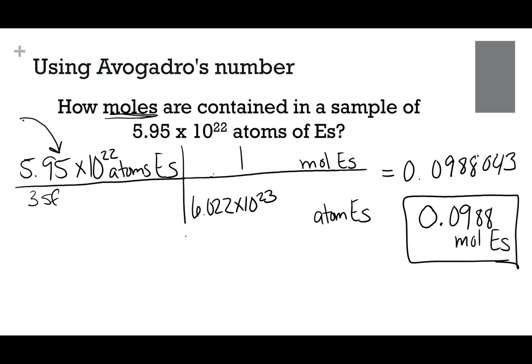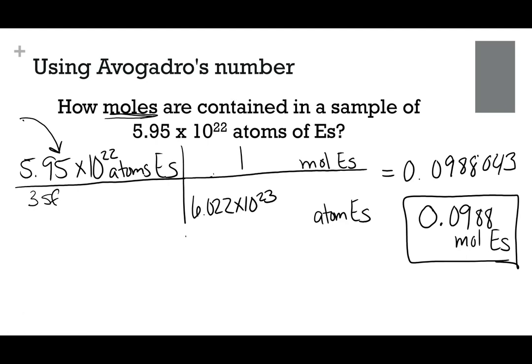Does that make sense? Yeah, it does. The whole purpose of a counting number, the whole purpose of the mole, is to make these numbers a little bit more user-friendly. I would much rather deal with the number 0.09 than deal with a number 5.95 times 10 to the 22nd. That's a lot to keep track of. So the fact that this became a user-friendly number, just a simple decimal number, tells me that this answer does in fact make sense.